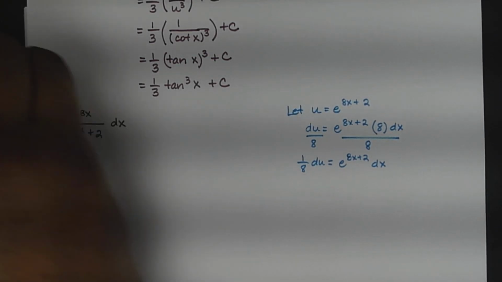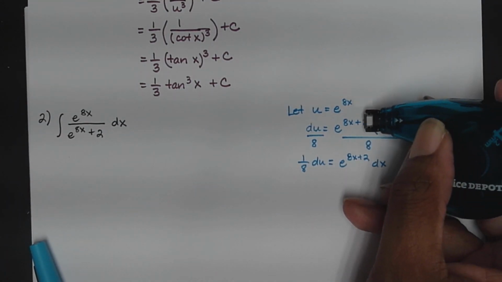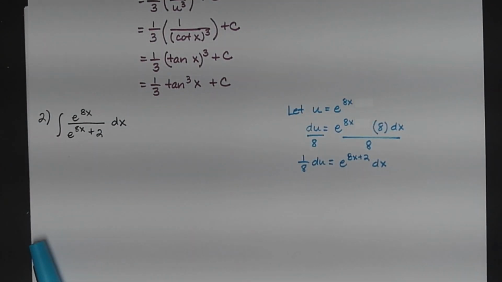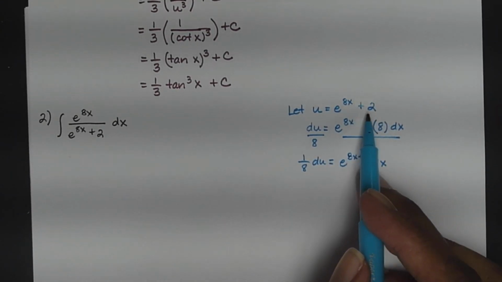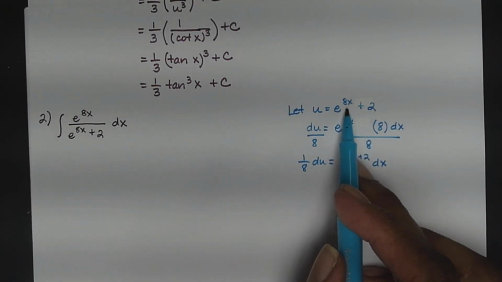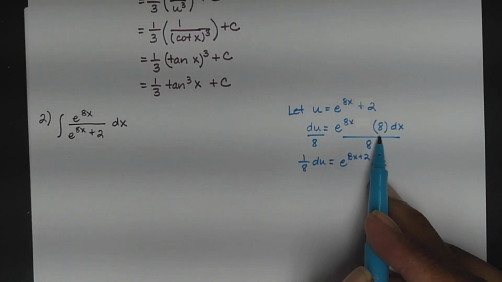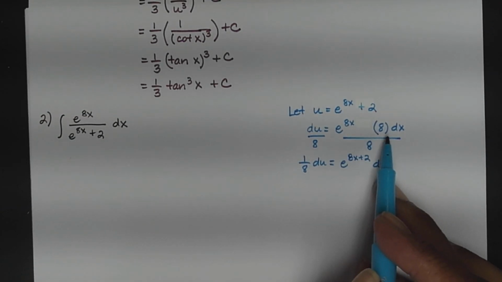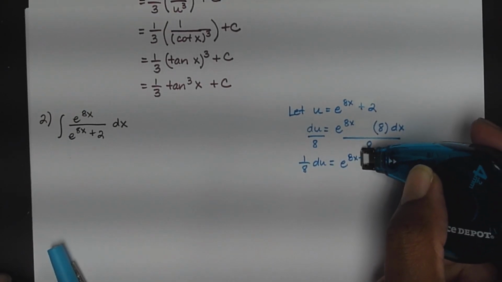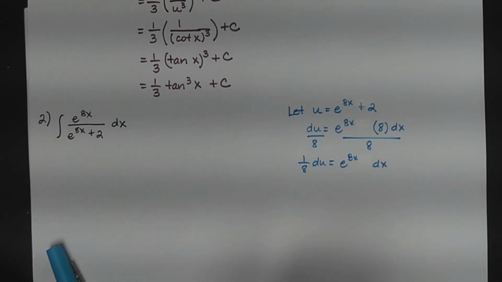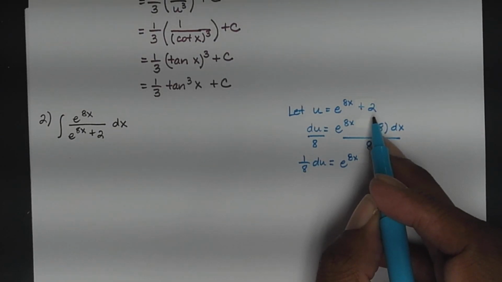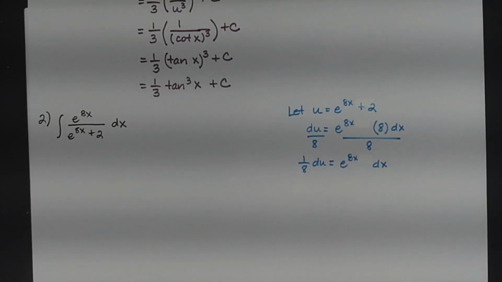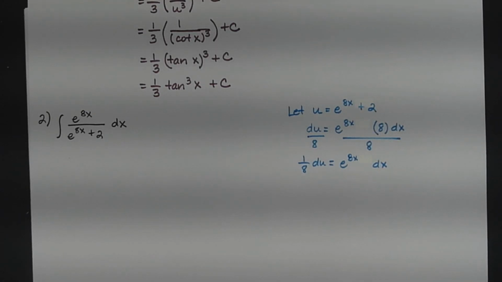I'm sorry, this 2 should not be in the exponent. It should be just e to the 8x and then multiply by this inside derivative, which is 8 dx. So this will just be e to the 8x dx, equaling 1/8 du. The derivative of that 2, which is the derivative of a constant, is 0. So that's the mistake that I made here. Okay, so now we can do our substitution.